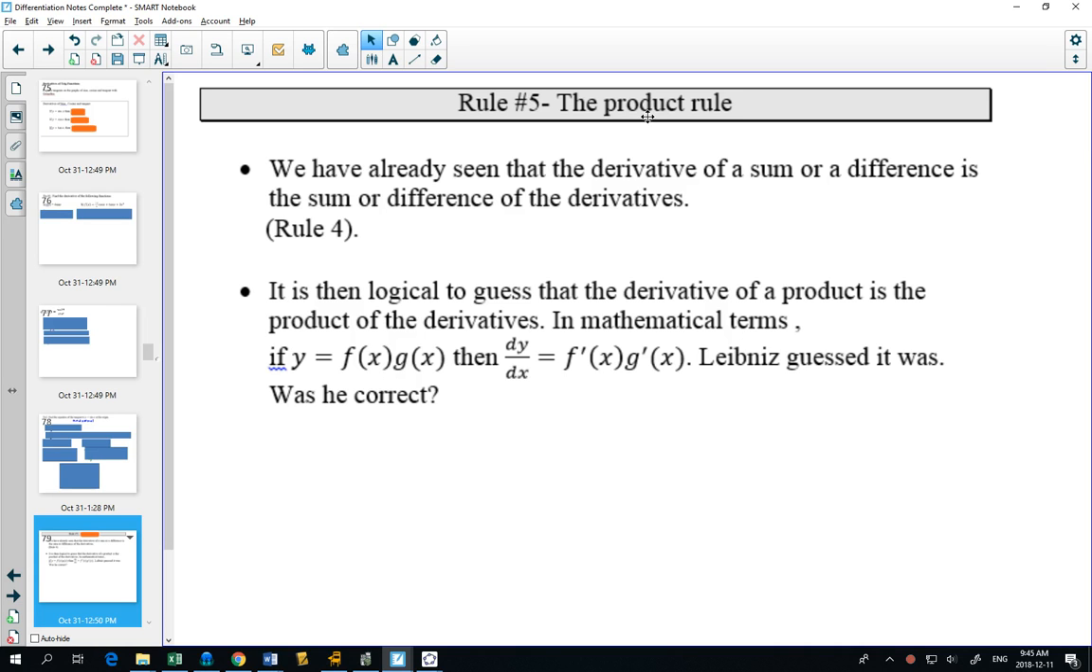So we already have looked at what happens when you add or subtract functions, and we could take the derivative of each of them separately. So our logical guess then is if we are multiplying two functions together, then why shouldn't the derivative just be the derivative of one multiplied by the derivative of the other? Because if adding them was that simple, just do the derivative of one, add the derivative of the other, why can't multiplying be that simple? Okay? And this was exactly the same thing that Leibniz guessed. Let's think that that works.